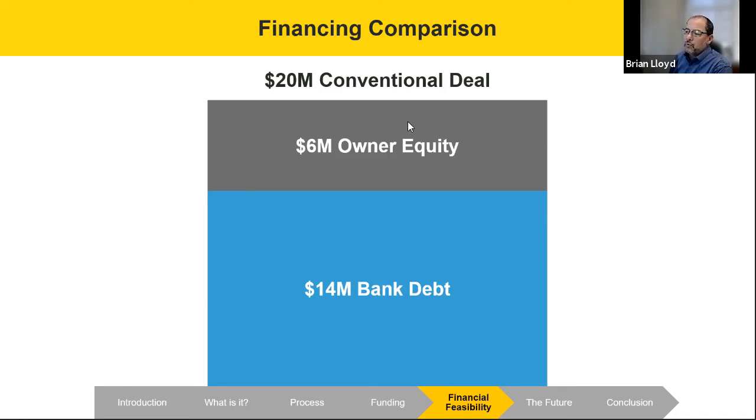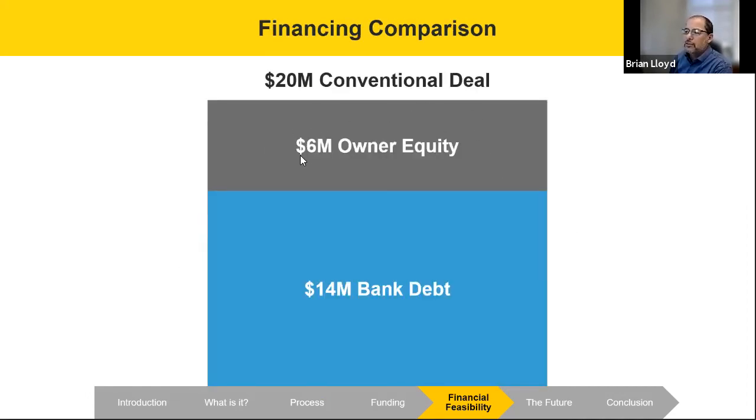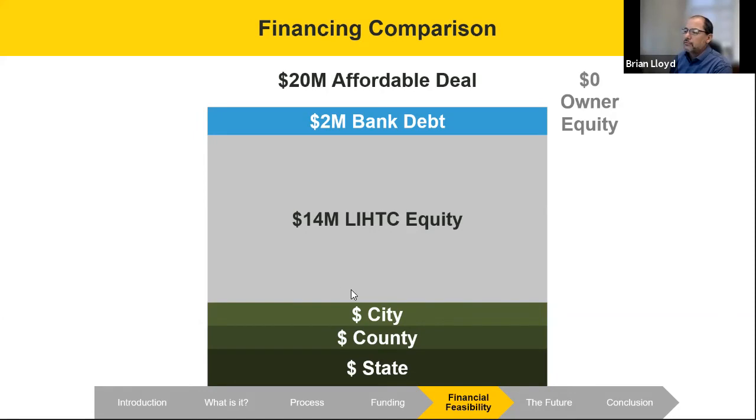Now, our projects are very different. We don't have owner equity. Our developers aren't sitting on $6 million of equity that they can invest in a project and count on getting back through appreciation and cash flow, because it's affordable housing. There's no appreciation or cap. The $14 million of tax credit equity is the biggest slug of capital that we get in this deal. And then we might fill in the rest with city, county, and state sources. So that's a quick and dirty on why we need the subsidy on the capital side.